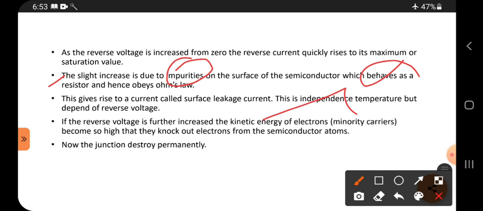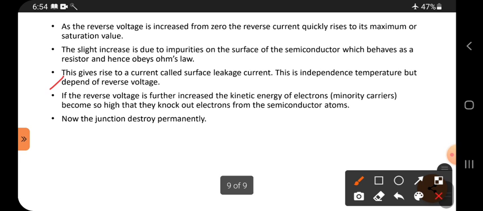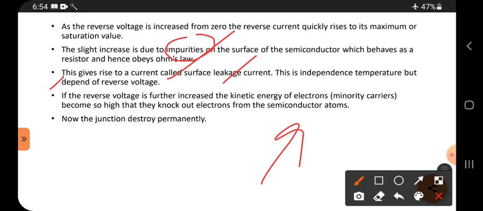So on the surface of the material, impurities are present. When in the doping process we add impurities, this gives rise to a current called surface leakage current. So on the surface, a small amount of current is produced, which is called surface leakage current. Because of impurities, this is independent of temperature. It cannot depend on temperature, but it depends on reverse voltage. So as the reverse voltage increases, surface leakage current also increases.